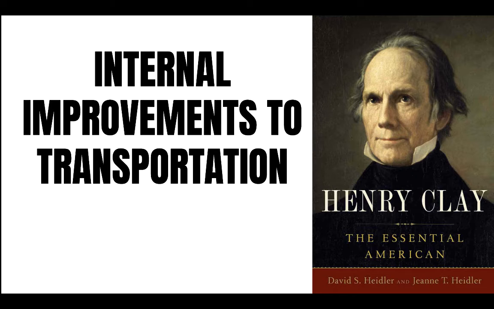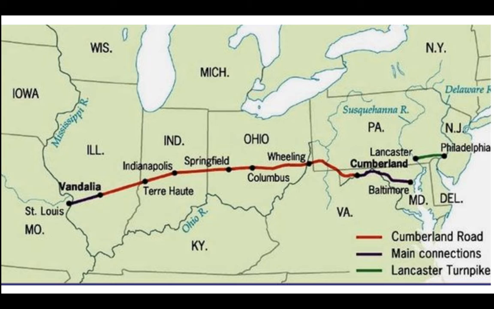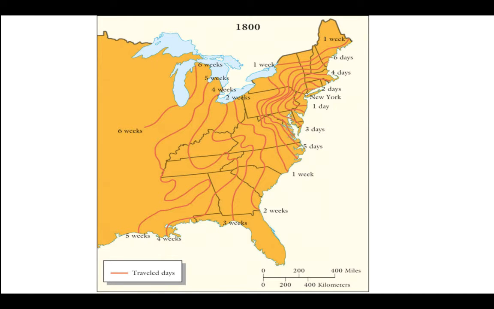In order to get members of Congress in the South and West to support the tariff, he proposed money from the tariff would be used to fund internal improvements to transportation, especially roads and canals. Transportation improvements generated a lot of enthusiasm. As you can see, it took a heck of a lot of time to get to places in the early 19th century. This had repercussions not only for trade, but also national defense.